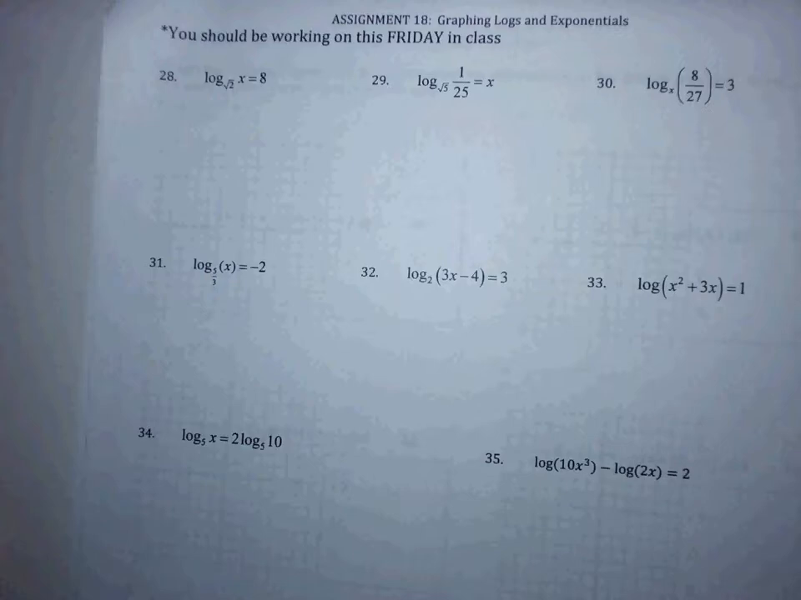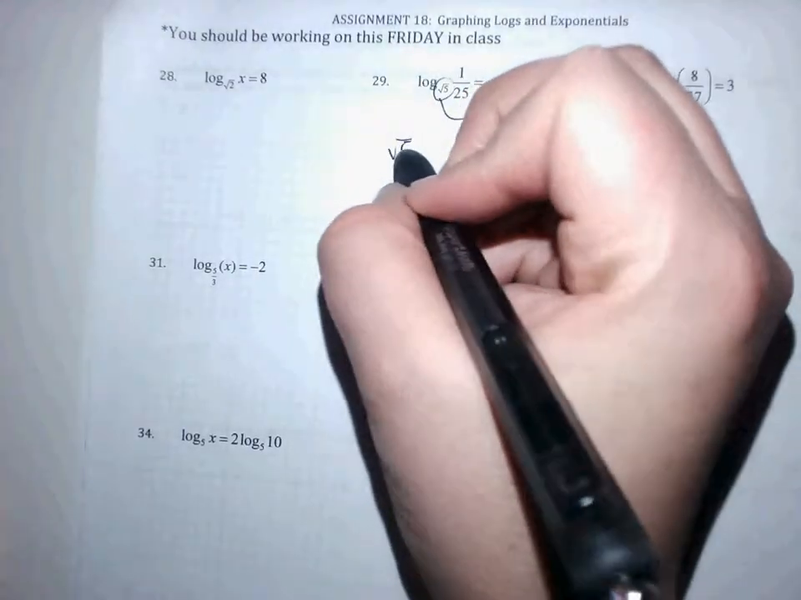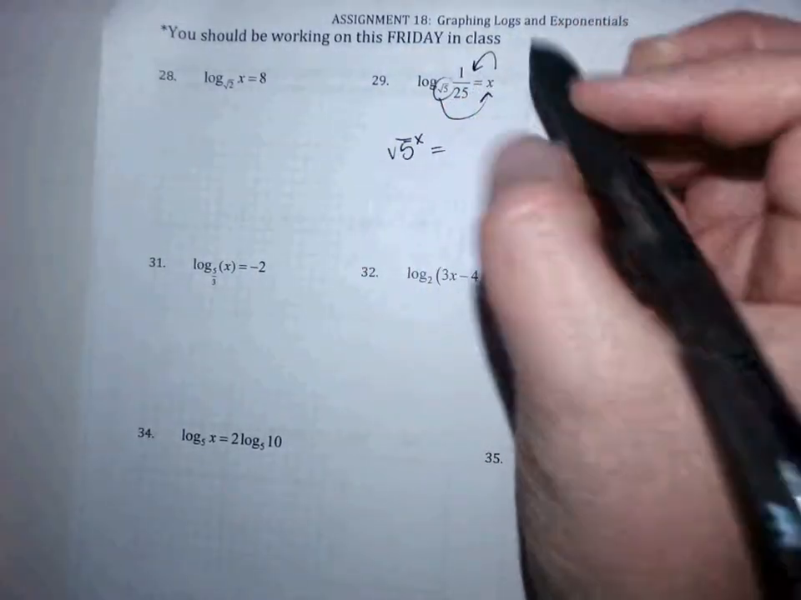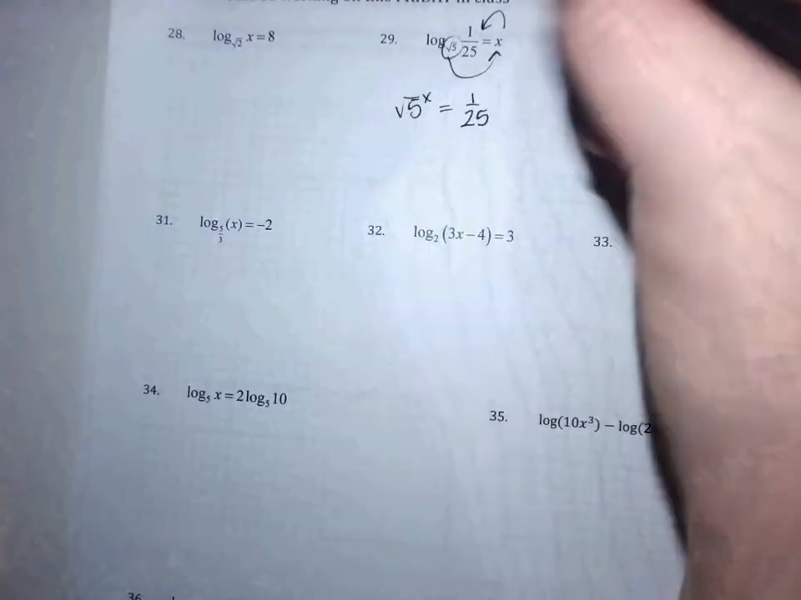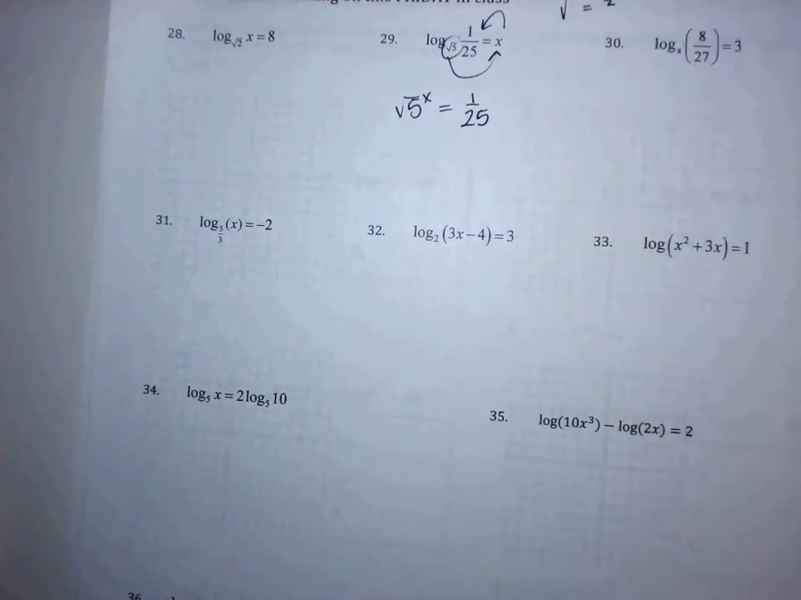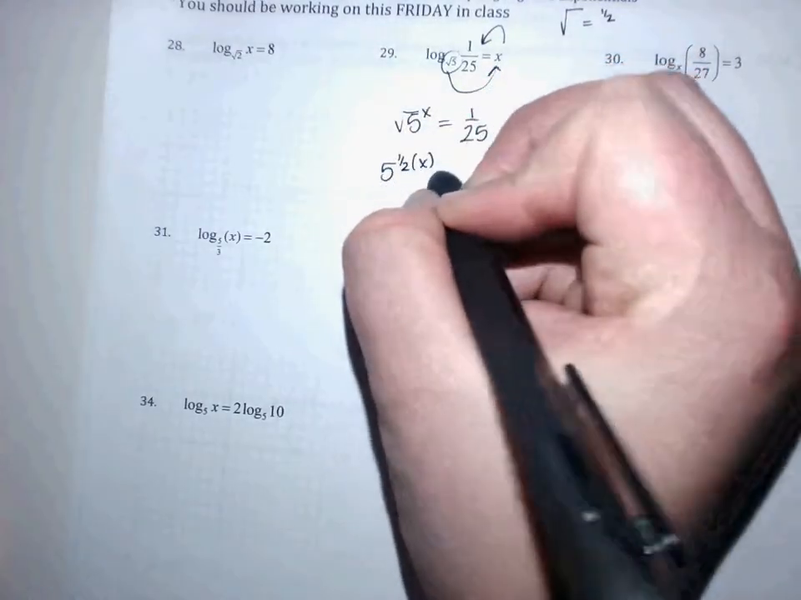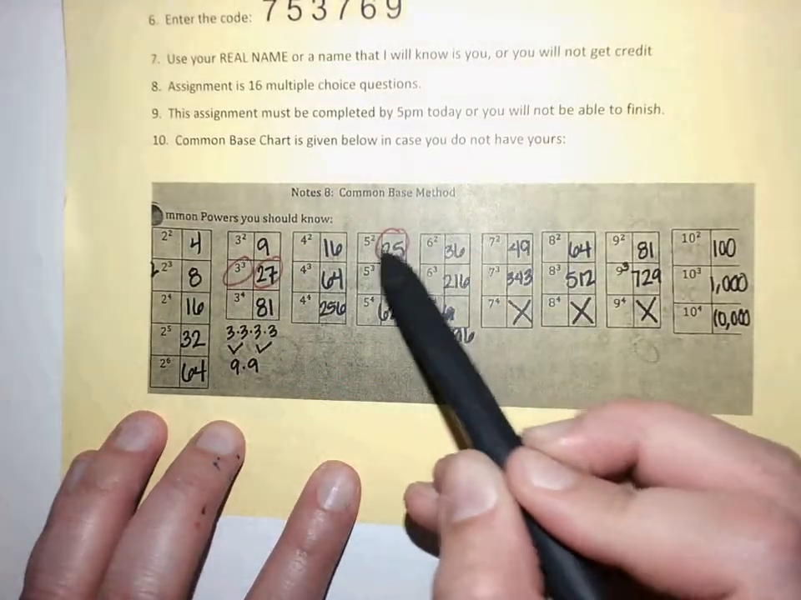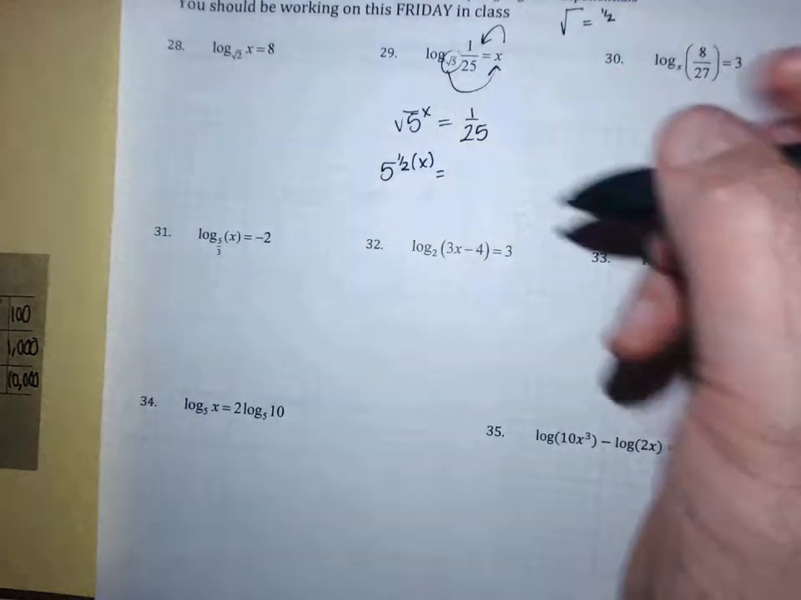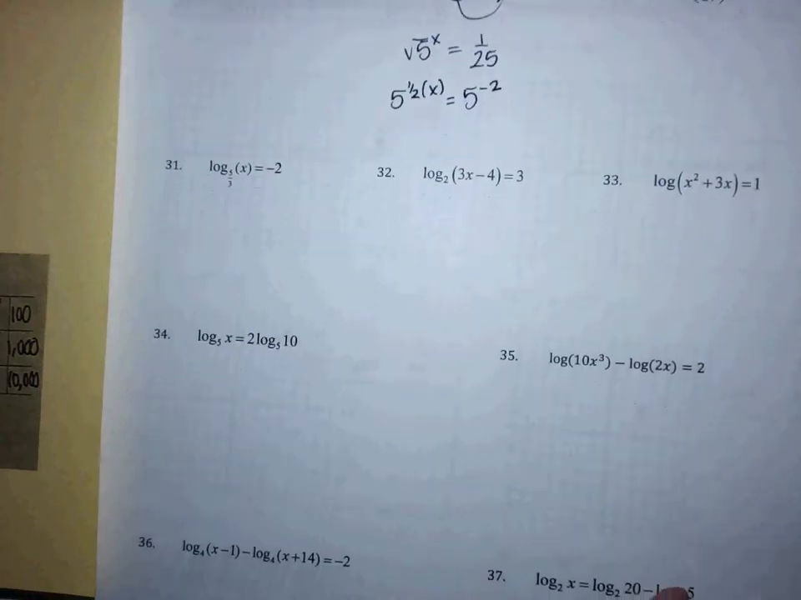So first thing that I'm going to do off this page is number 29 here in the middle. I'm going to start my loop at root 5 up to the x, back around equals 1 over 25. Then we have a couple things here to fix. Remember that a square root is the same as a 1/2 power. So this is really 5 to the 1/2 with an x. Then on the other side, 25. Hopefully you know that 25 is in your 5s chart. 25 is 5 squared. But because it's a fraction, I'm going to make it 5 to the minus 2. So remember, fractions turn your exponent negative.